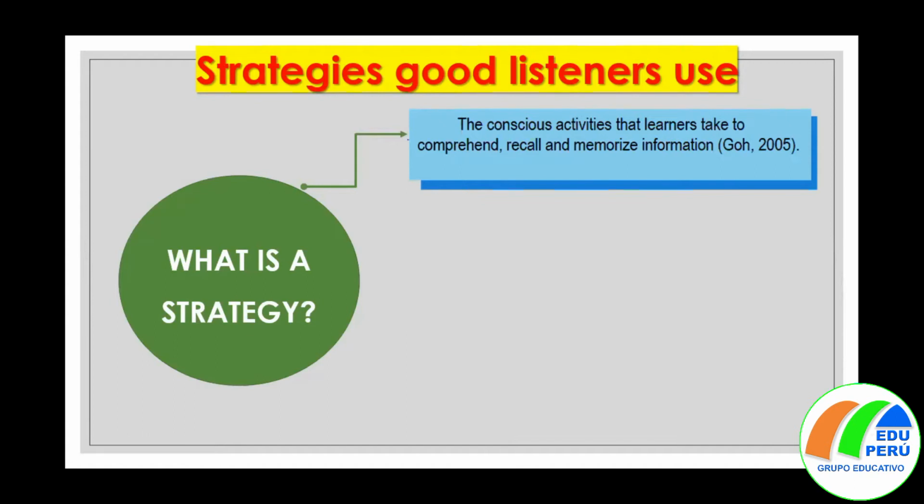According to Go in 2005, a strategy is the conscious activities that learners take to comprehend, recall, and memorize information. Notice this is equated to listening. Now we are adapting this term to the listening skill. So conscious activities means that you're going to analyze and plan your activities, all right? Conscious activities the learners take to comprehend, to understand, to recall, and memorize information. So this is a strategy for the listening skill.